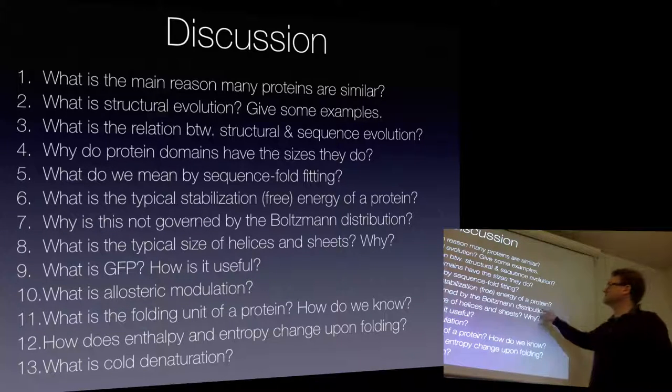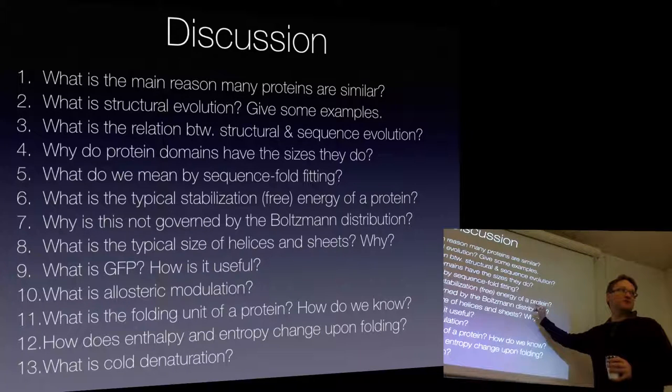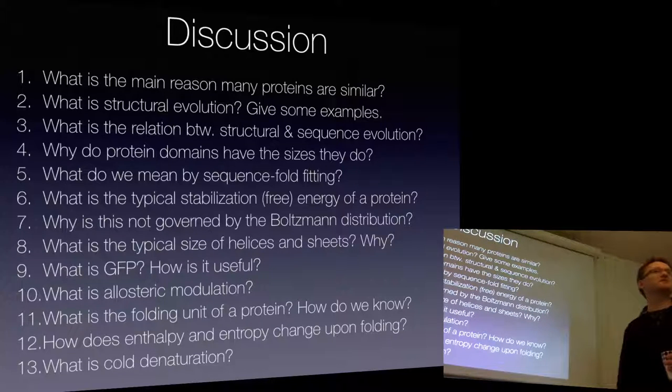So why is this stabilization energy we spoke about, why is that not governed by the Boltzmann distribution? Because it definitely looks like a Boltzmann distribution, right? Because you're not sampling different states. Right, so Boltzmann distributions is all about equilibrium. You need to move between states. And by definition, you already have one sequence. So a single sequence does not move between different sequences.